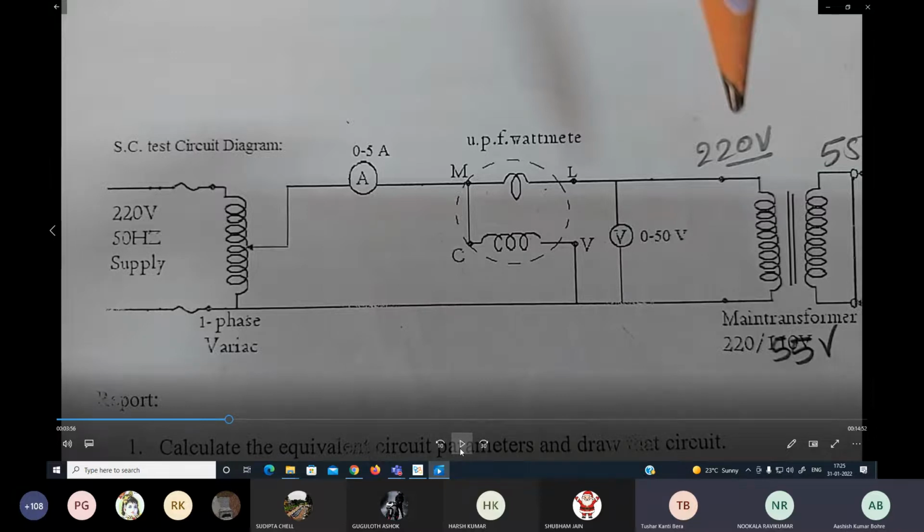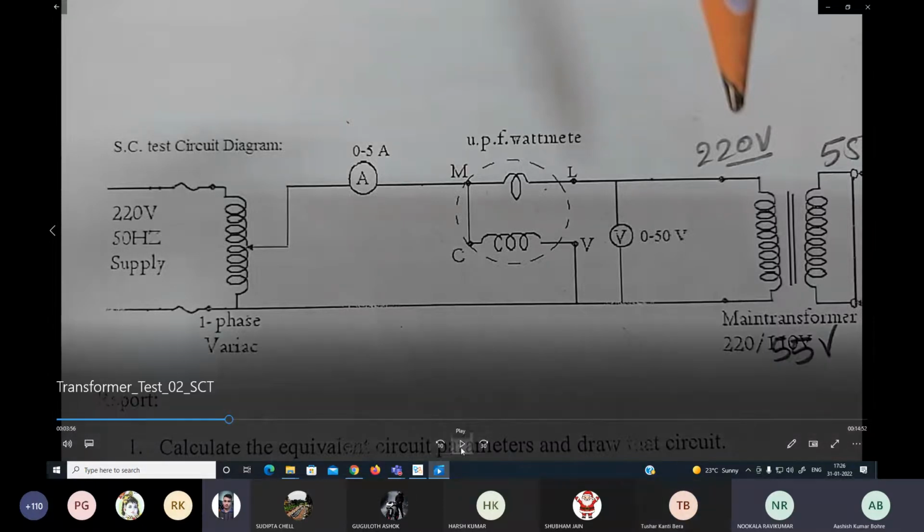value. Means 220 volt is the rated value of this winding. And if we suppose we consider 10% is enough to send the full load current through the other winding, secondary winding, so it will be 22 volt, and that voltage is coming under the range of this 0 to 50. So this voltmeter is for this condition test, it is fine. Okay. Yes. Because you perform the short circuit test on the rated current, not rated voltage.